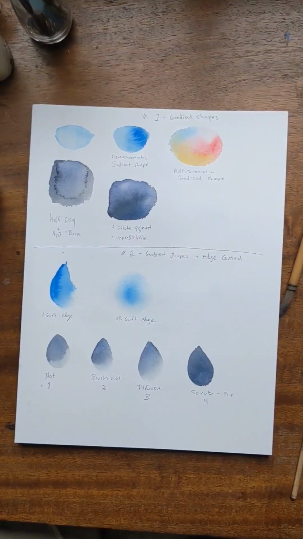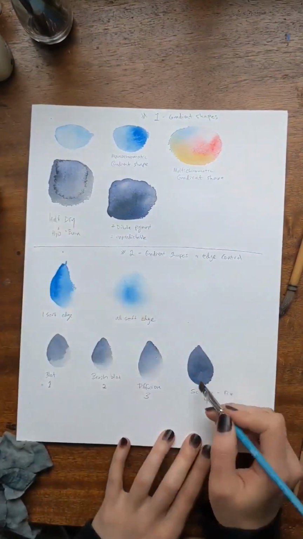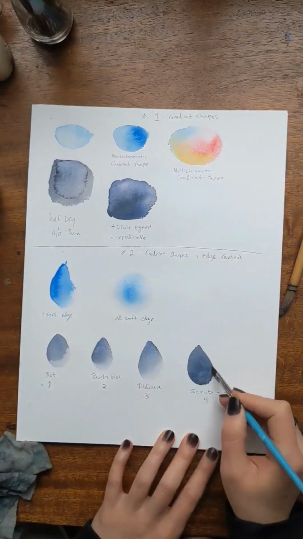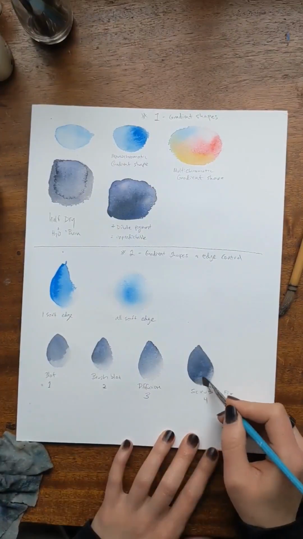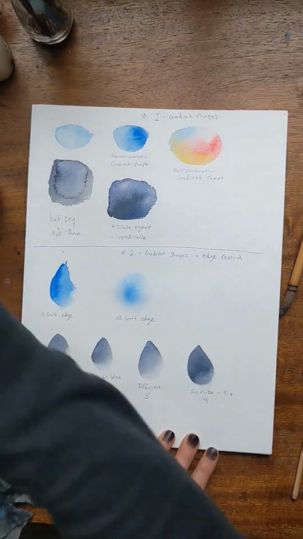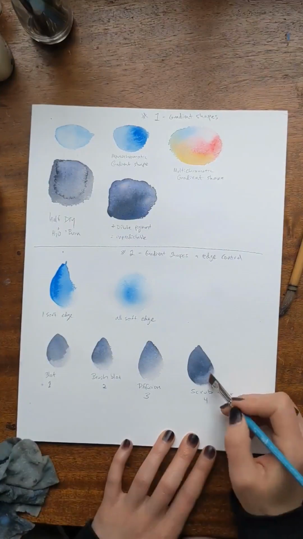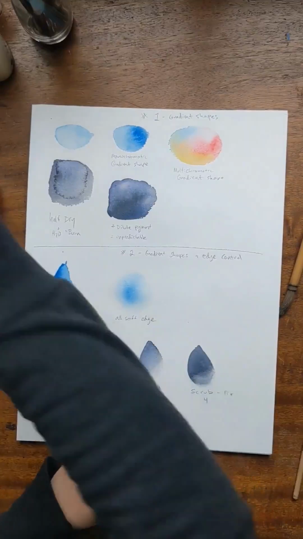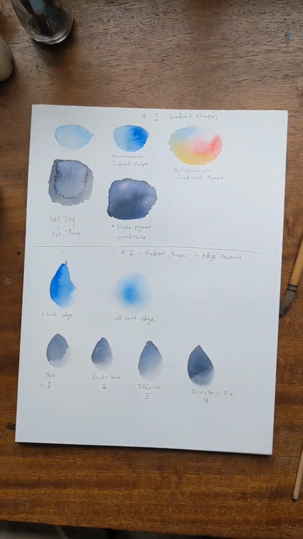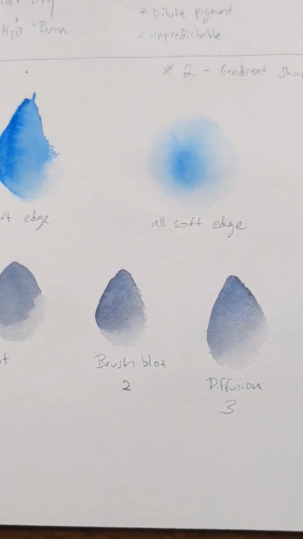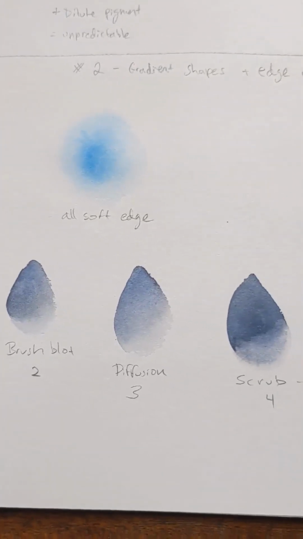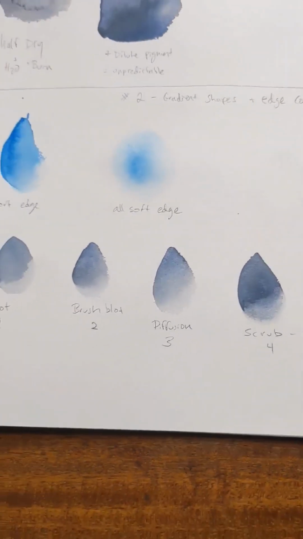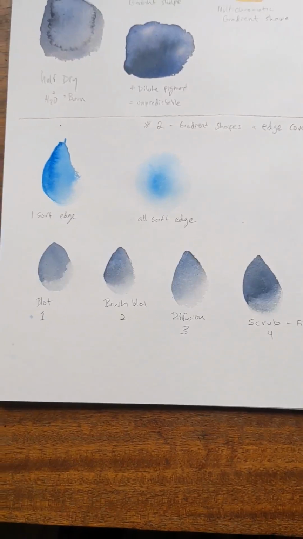Finally, what do you do if you decide you don't want an edge to a shape that has already dried? Depending on the pigment, it's usually possible to scrub an edge out using a stiff, damp brush or a clean, damp paper towel. However, this can create a bit of a patchy effect, so I only really recommend this for remedial efforts. Here's what those test patches look like once dry. You can see that the brush blotted and diffused shapes have the smoothest gradient.